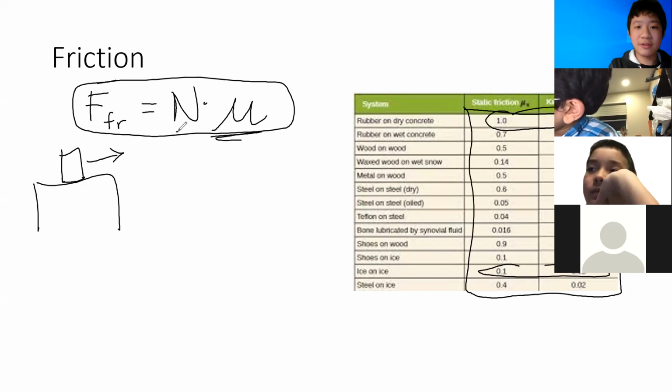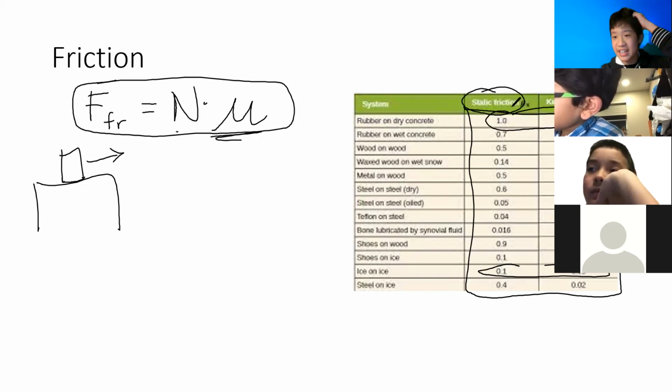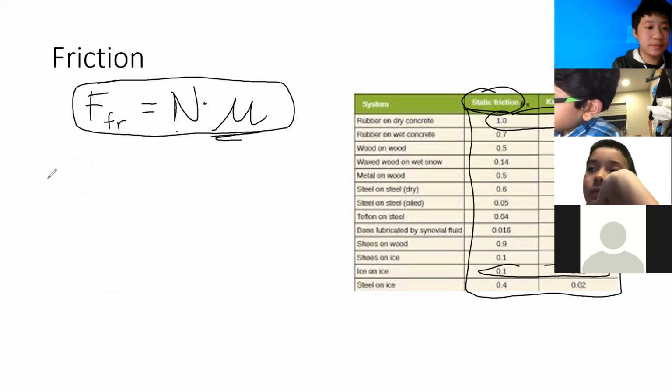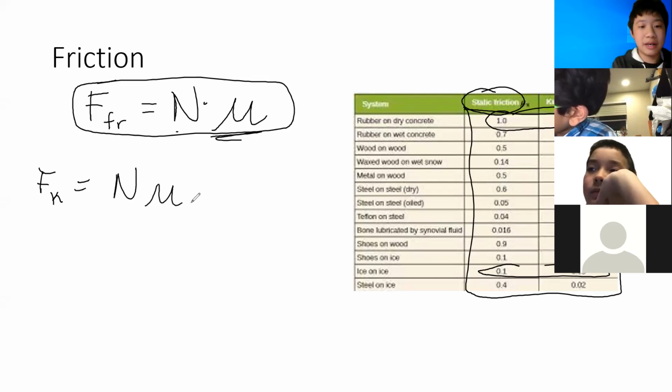And as you can see here, we have two different types of friction. We have static friction and kinetic friction. So let's first talk about kinetic friction, Fk. Kinetic friction has the same formula, N, but multiplied by a kinetic coefficient of friction. As you can see here, most of the time, the kinetic and static coefficients of friction are different. So this is the equation for kinetic friction.